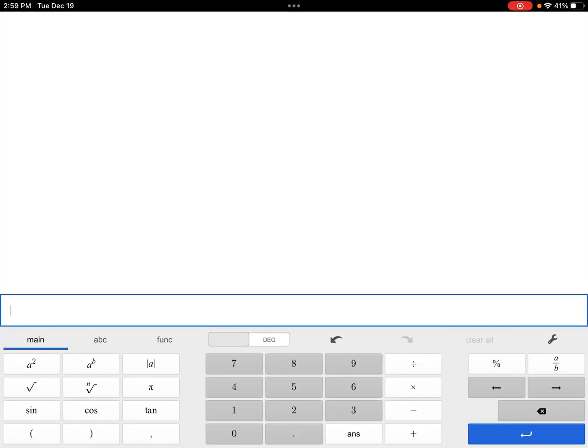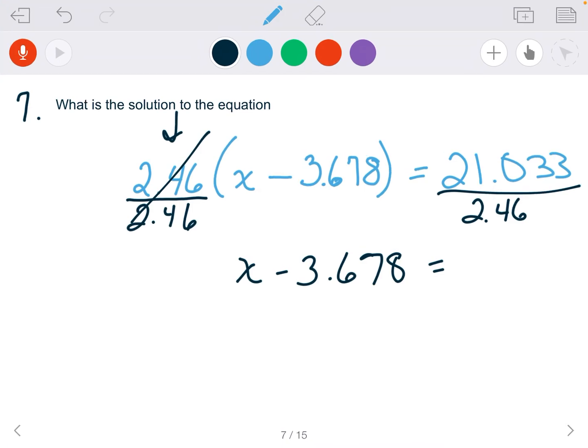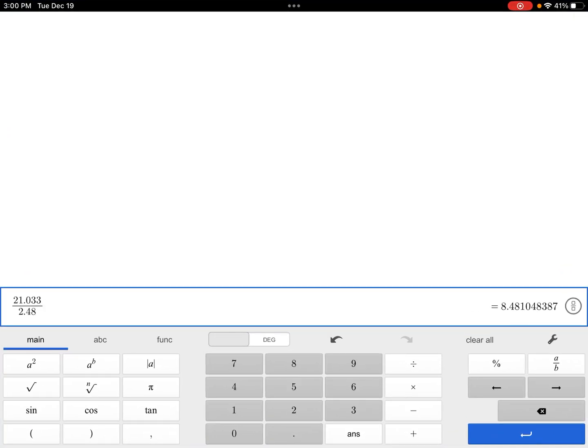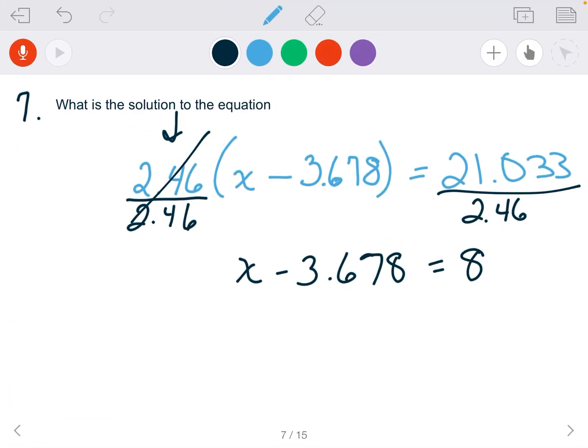And then again, 21.033 divided by, I think it's 2.48. I can't remember. I've got to look again. Can't remember these things. 2.46. Okay, that gives me 8.55. Now this is a decimal problem, so I'm going to keep my answer in decimal. If they give you fractions, you answer in fractions. If they give you decimals, you answer in decimals.